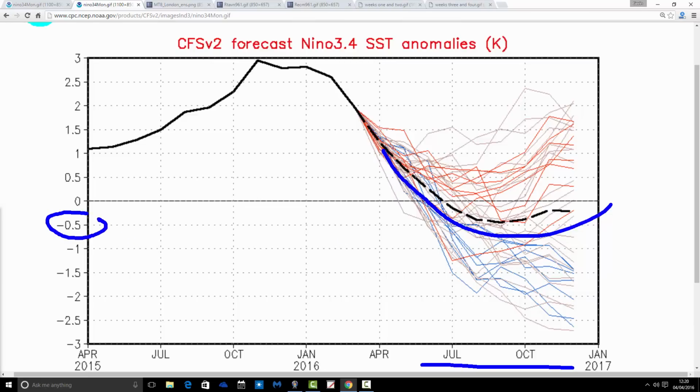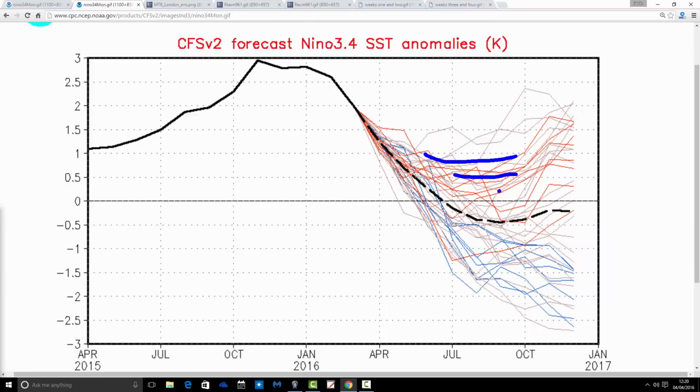Not quite enough to be saying the model is going for a La Niña event, but the only reason for that is that these red lines, which are the oldest ensemble members of the CFS forecast, are still in positive territory. The newer members, which are these blue lines, all of these blue lines are dipping down very much into La Niña type conditions.